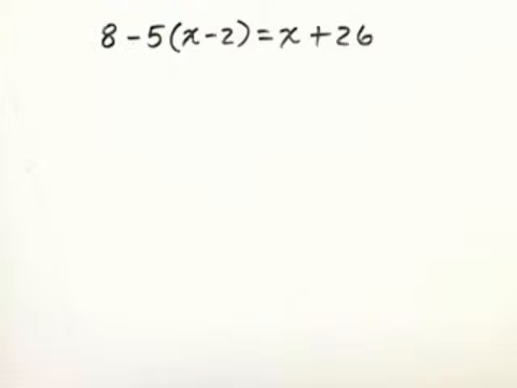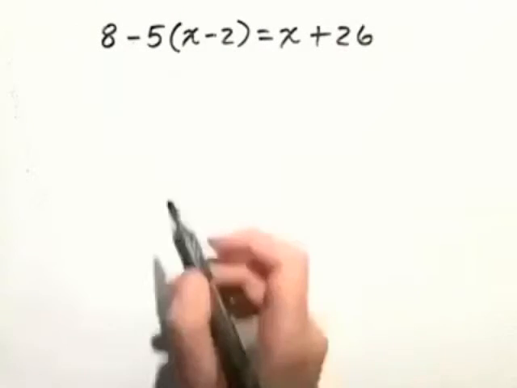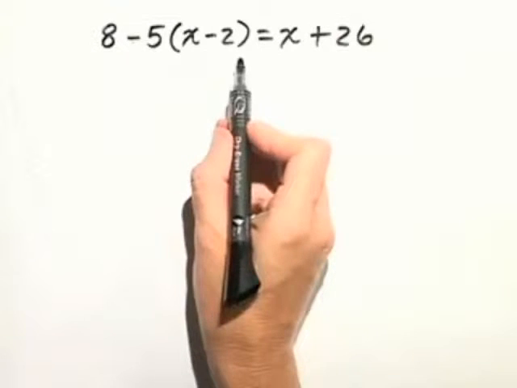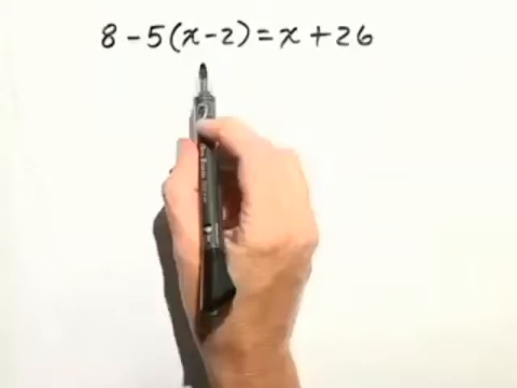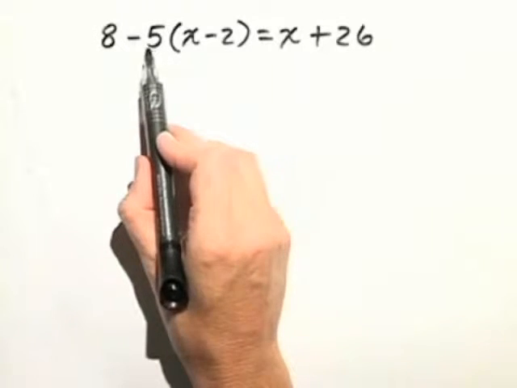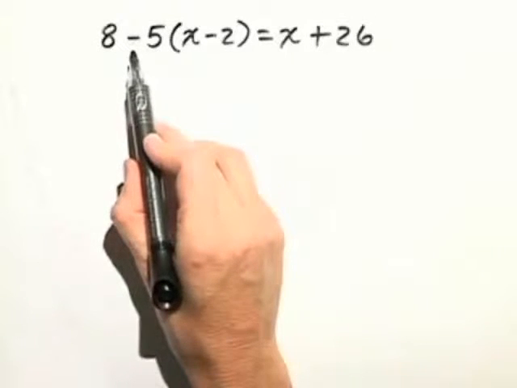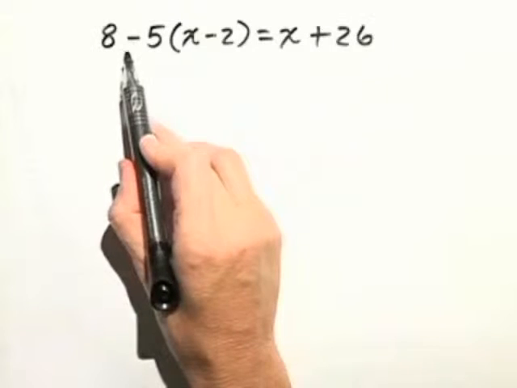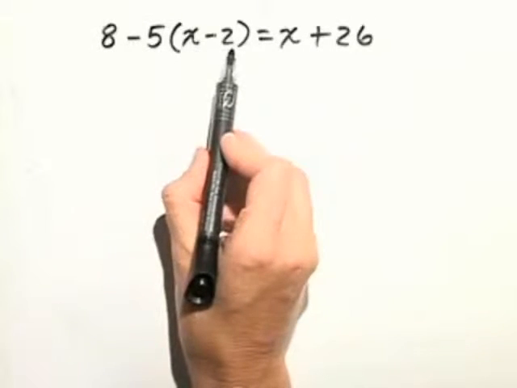Let's solve the linear equation. The first thing we need to do is make sure that we clear any parentheses. We can do that by noticing that there's a 5 in front of the parentheses, but that 5 has a negative sign in front of it. So we actually need to distribute the negative 5 through the parentheses.